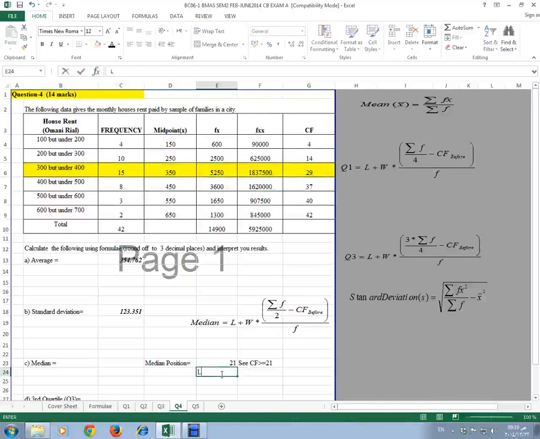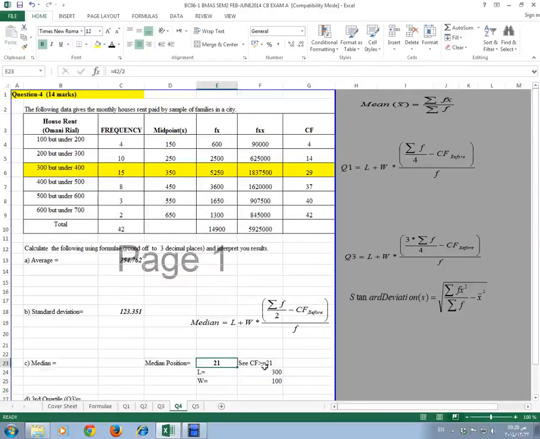According to this, the lower limit L is equal to how much? The lower limit is 300. W is equal to the difference, 400 minus 300. This is the width of the class. Then we know L, W, and CF divided by 2, already we have it. This is CF divided by 2, the median position.